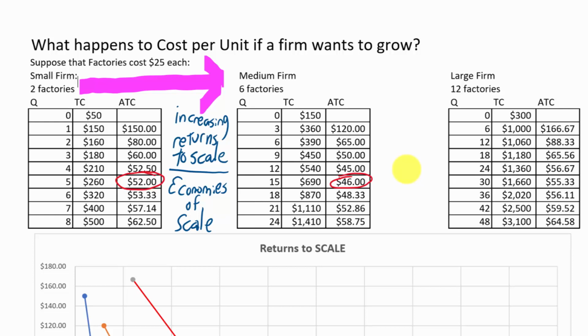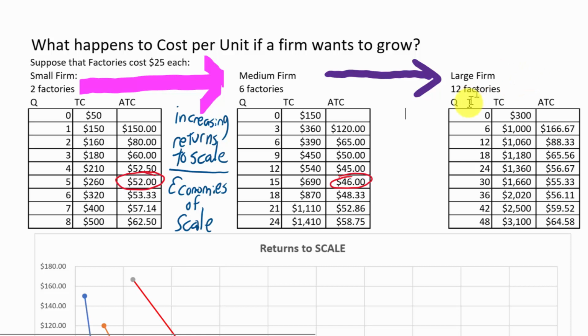Hey, we got bigger, and by getting bigger, we got more efficient. We were able to produce at a lower average total cost. Suppose they decide to try this again. They go from being a medium firm with, say, 6 plants to a large firm. They decide to double in size.